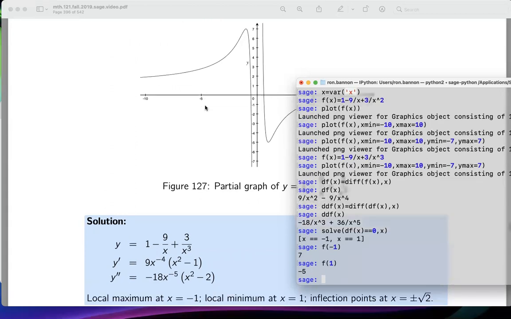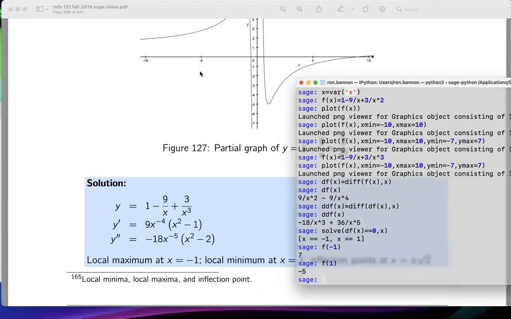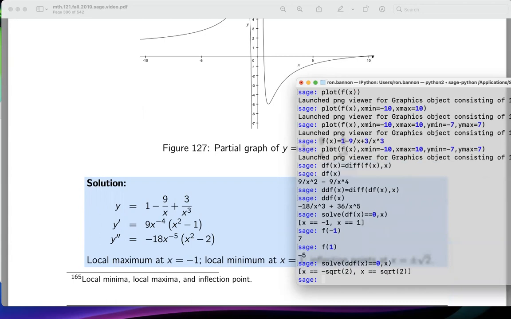Now, I'm going to also say that I'm interested in what's called a point of inflection. So I'm going to solve, and I'm looking at my picture, by the way. I'm going to solve ddf, that's the second derivative, x for 0. And who knows, maybe you can't do it. What does it do? Plus or minus square root of 2.